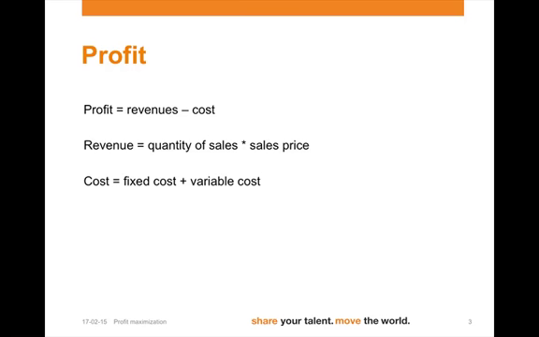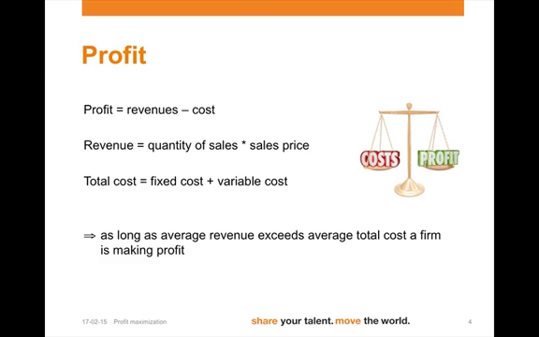What is actually profit? Profit equals revenues minus cost. Revenue is the income generated from sales. We find revenue by multiplying quantity of sales times the sales price. If we then look at cost, we can identify fixed cost and variable cost. Fixed costs don't change with output, whereas variable costs change with output.